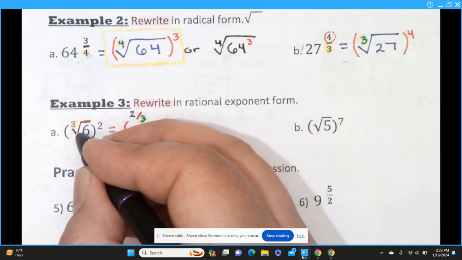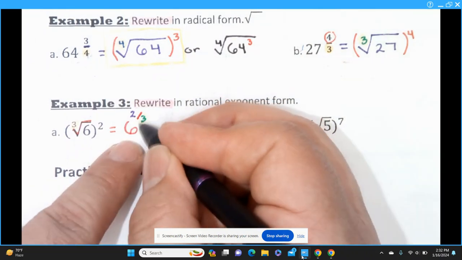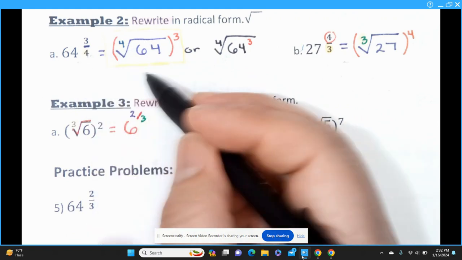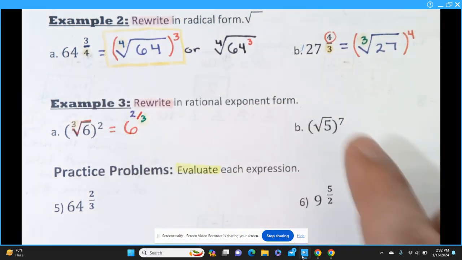Again, when it's a radical, it means come back to the fraction. When it's a fraction, you go to the radical. We're going back and forth between them. And then there's this one.